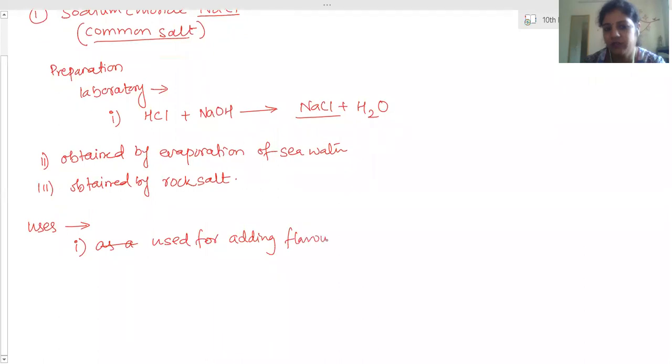Adding flavor to the food. Again, what is the other purpose of using it? Someone says the mic is on, can you switch it off? Yes, Astitva? As a preservative in pickles. Yes, right. We use it as a preservative in pickles. It stops the attack of microorganisms. So it is used as a preservative.